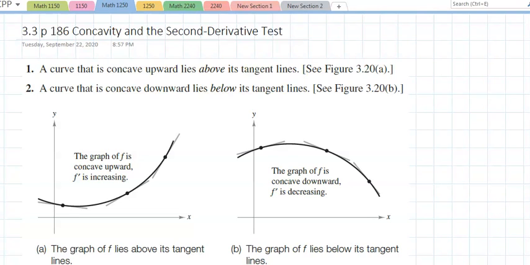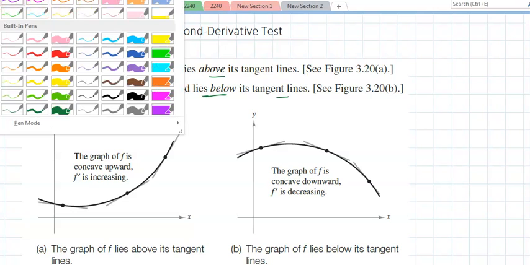Section 3.3 is on page 186, and talks about concavity and the second derivative test. Just like we did with maximum and minimum, concavity is kind of the same idea, similar to increasing and decreasing. A curve that is concave upwards lies above its tangent line. A curve that's concave downwards lies below the tangent line. Well, we're going to get a bit more than that from this.